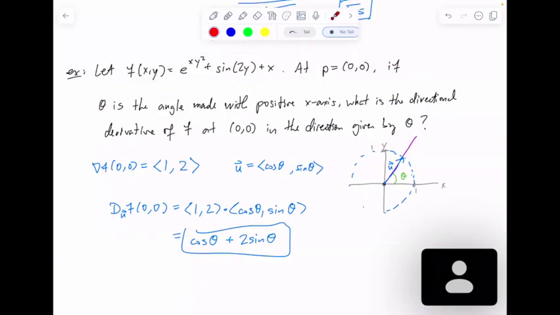In this case, we're not in R3. This is in R2, right? This is a function of 2 variables here. You cannot do this in R3. In a sense, you'd have to specify which plane you would be taking in R3 if I were to set up this one.